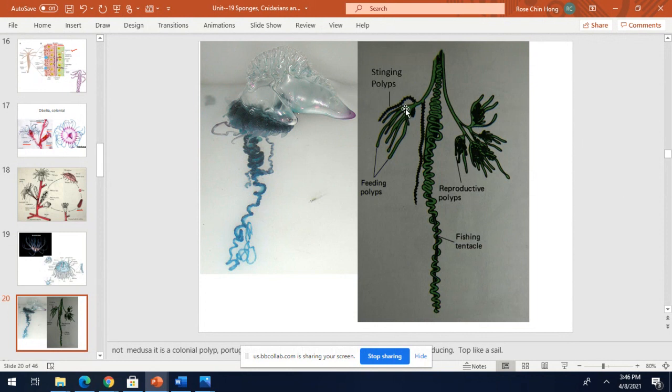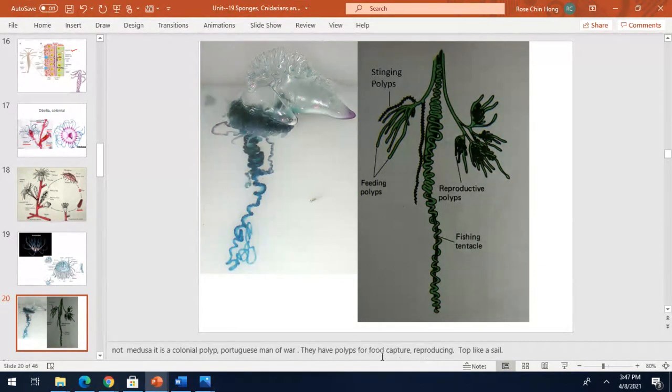So here you have the stinging polyps, which means it's for defense or to capture prey. You have the feeding polyps, and the fishing tentacle, to grab onto its prey. And then they'll use the stinging polyps to immobilize them. And here you have the reproductive polyps. So this is a colony of many, many different kinds of polyps. This example is Physalia physalis. All right, that's the Portuguese man-of-war.